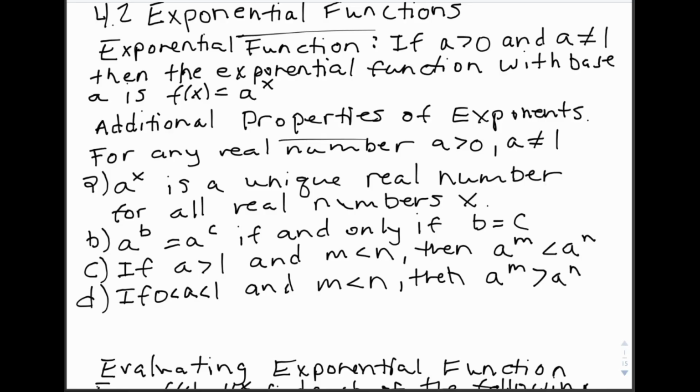So again, here are exponents. We have b and c, and if we have a, which is the same number, they're going to be equal if and only if b is equal to c. Now, for our part 3, if a is greater than 1 and m is less than n, then a raised to the m is less than a raised to the n. And our last one, if a is between 0 and 1 and m is less than n, then a raised to the m is going to be greater than a raised to the n.